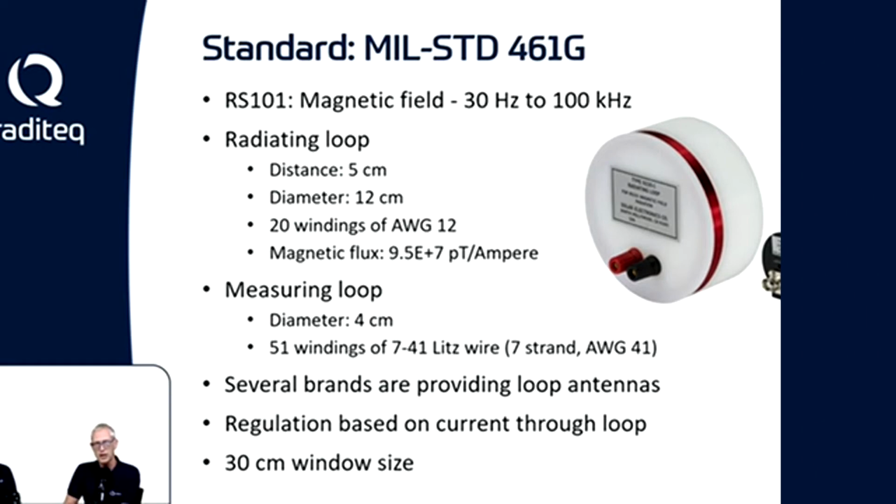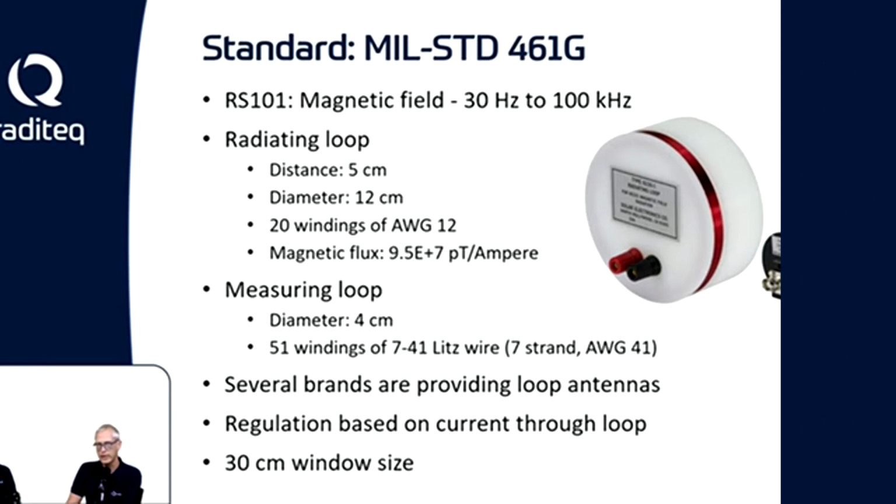These kinds of antennas are provided by several brands and manufacturers, and most of those antennas already have an intrinsic distance separator between the loop and the side that is being tested. So those antennas are meant to be held directly against the EUT, so that automatically the 5 centimeter distance is used. That is the radiating loop. That's the loop that's generating the magnetic field.